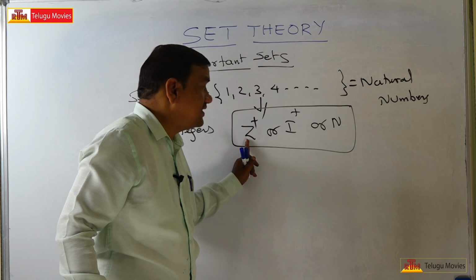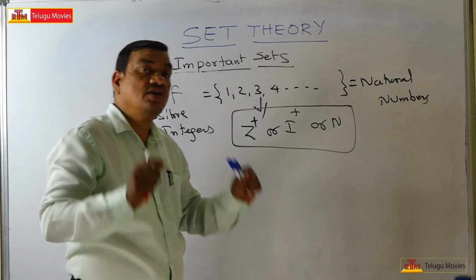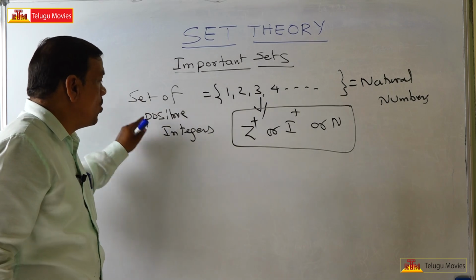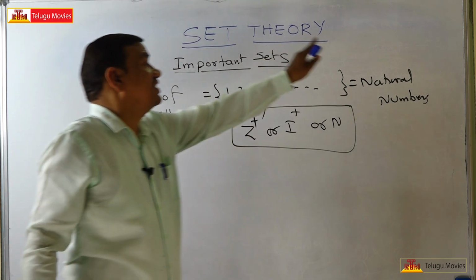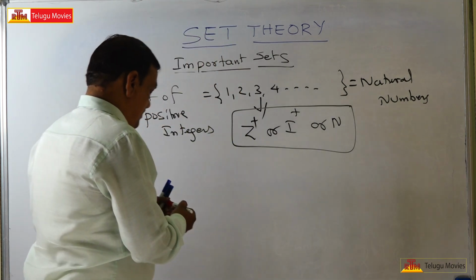That is Z plus or I plus or N. So from here onwards, whenever it says set of positive integers, it is nothing but natural numbers. Okay? So next one.